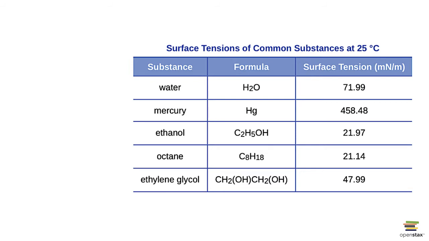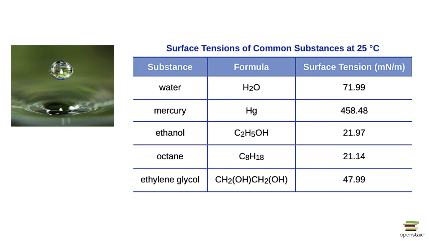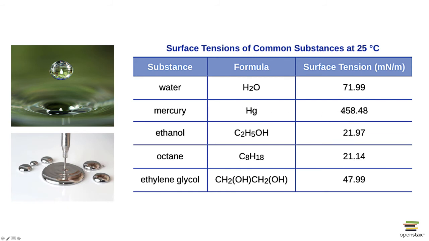We can measure surface tension. It's measured in units of force per length. And here are surface tensions of some common substances given in millinewtons per meter. Water's already been mentioned. It has a pretty high surface tension. But mercury has an even higher surface tension. And water and mercury readily coalesce or bead up, whereas things with lower surface tension like ethanol and octane don't bead up or form droplets as easily.